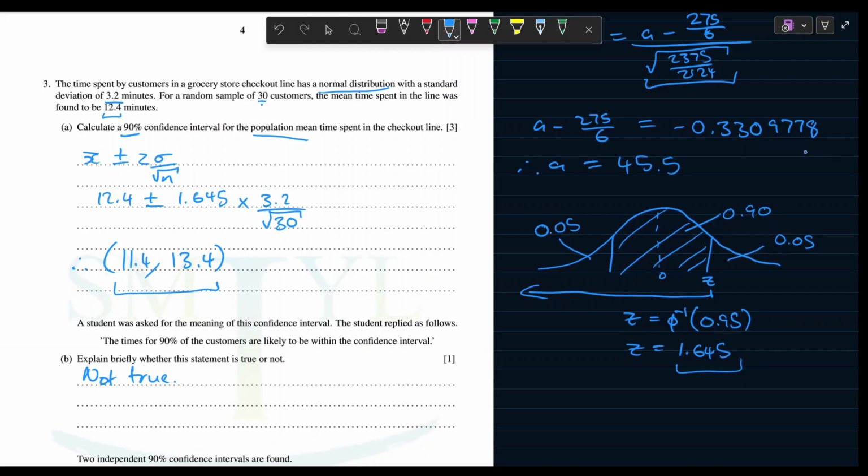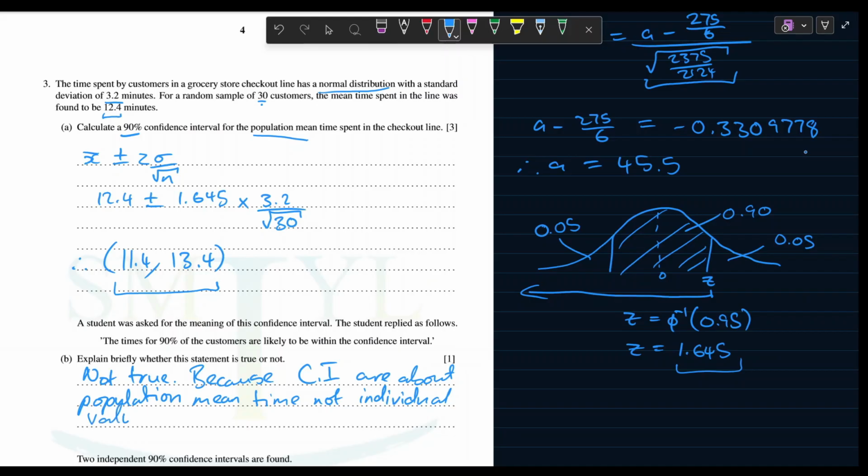So we can say this is not true because confidence intervals are about mean time, about population mean time, to be more precise. Population mean time, not individual values, because the student is talking about individual values. Population mean time, not individual values.